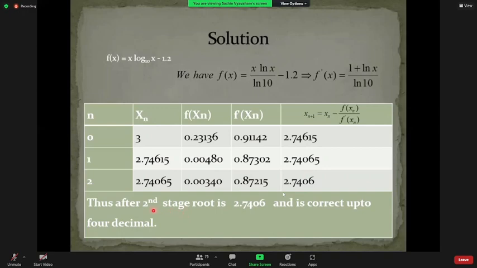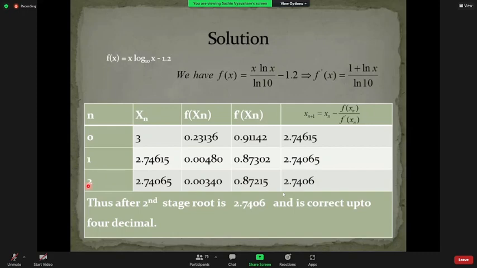So after the second iteration, this is the root correct up to 4 decimal places. In the final exam also, you can do a maximum of 2 iterations. That is enough there. Got it? Any doubt?